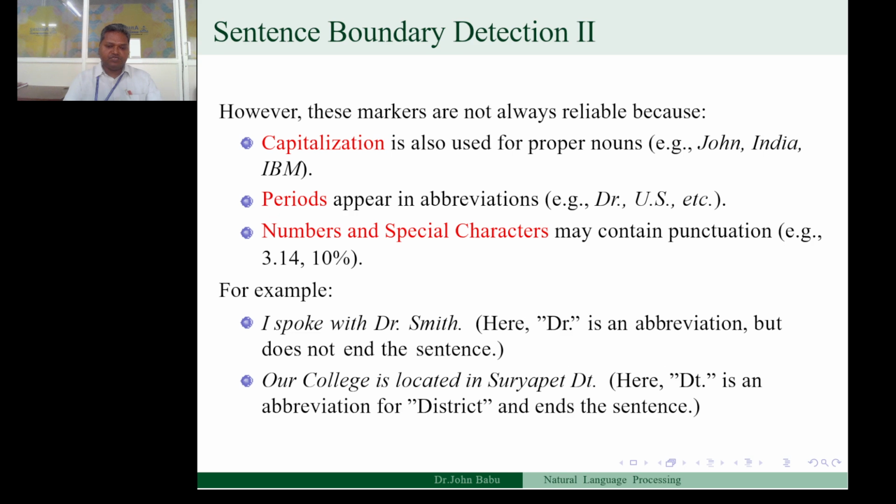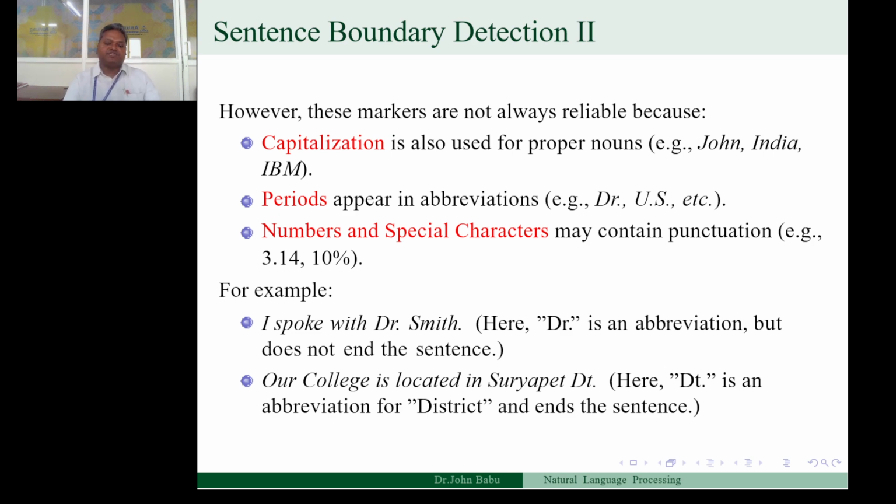Coming to capitalization, not only the sentence beginning, but even proper nouns like a person's name, a country name, a company name, or an abbreviation or acronym will have capital letters. Then identifying the beginning would be very difficult.